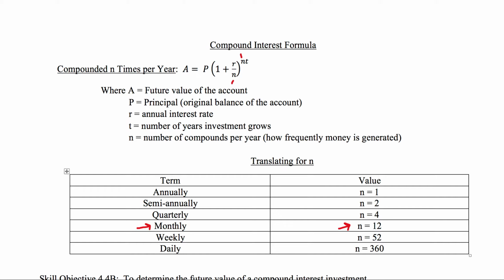Likewise, if the problem asks you to calculate interest that compounds daily, we're going to use 360 for the N value. Remember that previously we talked about how that is the typical banking number of days in a year, 360. So that just gives you some examples. You also can have annually, semi-annually, quarterly, and weekly, and you have the N values that go with each of those. The only other thing in our formula is the A, and the A is your future value or your final amount.